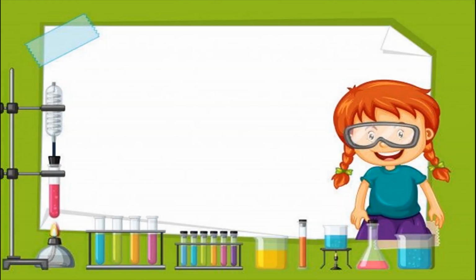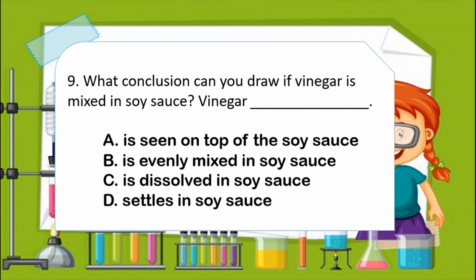Next, number 9. What conclusion can you draw if vinegar is mixed in soy sauce? A. It's seen on top of the soy sauce. B. Is evenly mixed in the soy sauce. C. Is dissolved in soy sauce. And D. Settles in soy sauce. Answer is evenly mixed in soy sauce.